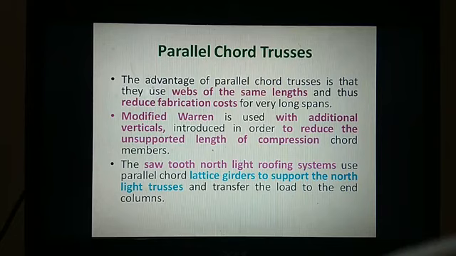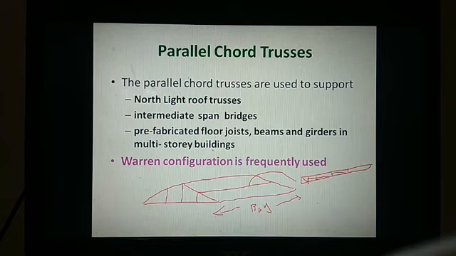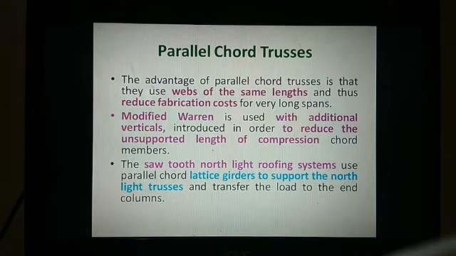So when the span is more, as I discussed previously, instead of going with the regular sections, you can go with this kind of parallel chord trusses, which can support many truss members in a bay length. So that is how it is more advantageous. And a modified variant is used with additional verticals introduced in order to reduce the unsupported length of compression chord members also.